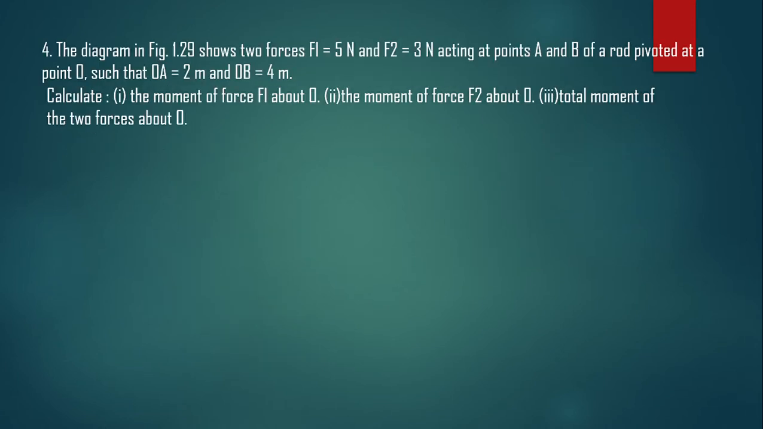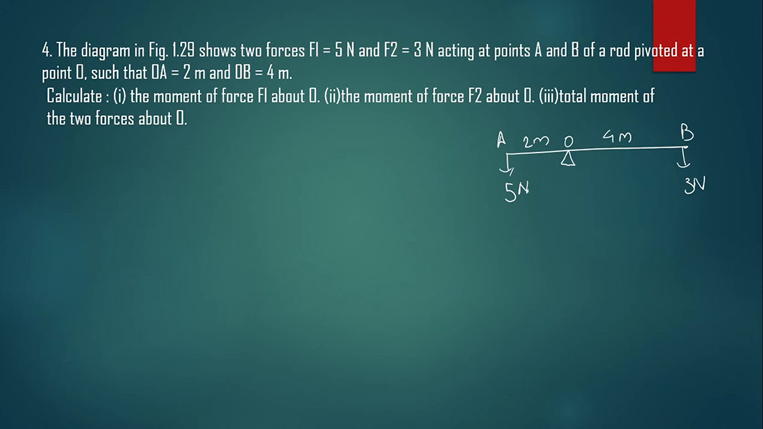Okay. Fourth one. I have not drawn the diagram. Okay, a diagram. There is a scale that has been pivoted over here at point O. This is A. This distance is 2 meter and this distance is 4 meter. There are two forces acting on it. At point B, one force of 3 Newton, and at point A, one force of 5 Newton. This distance 4 meter, this is 2 meter.